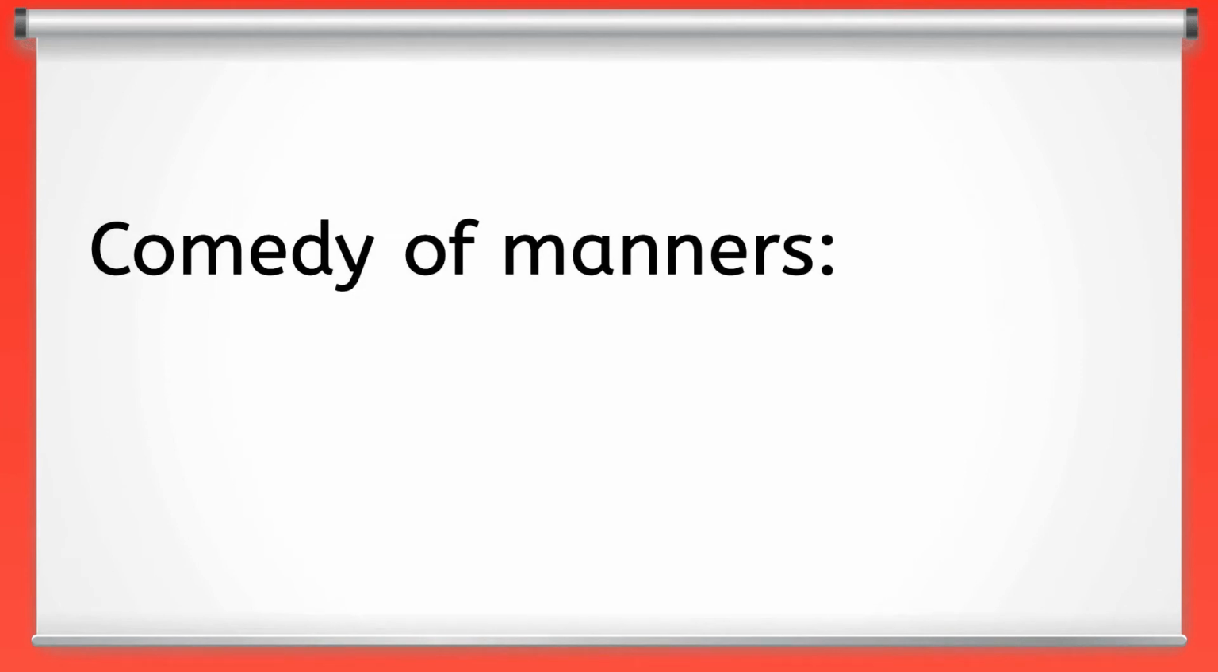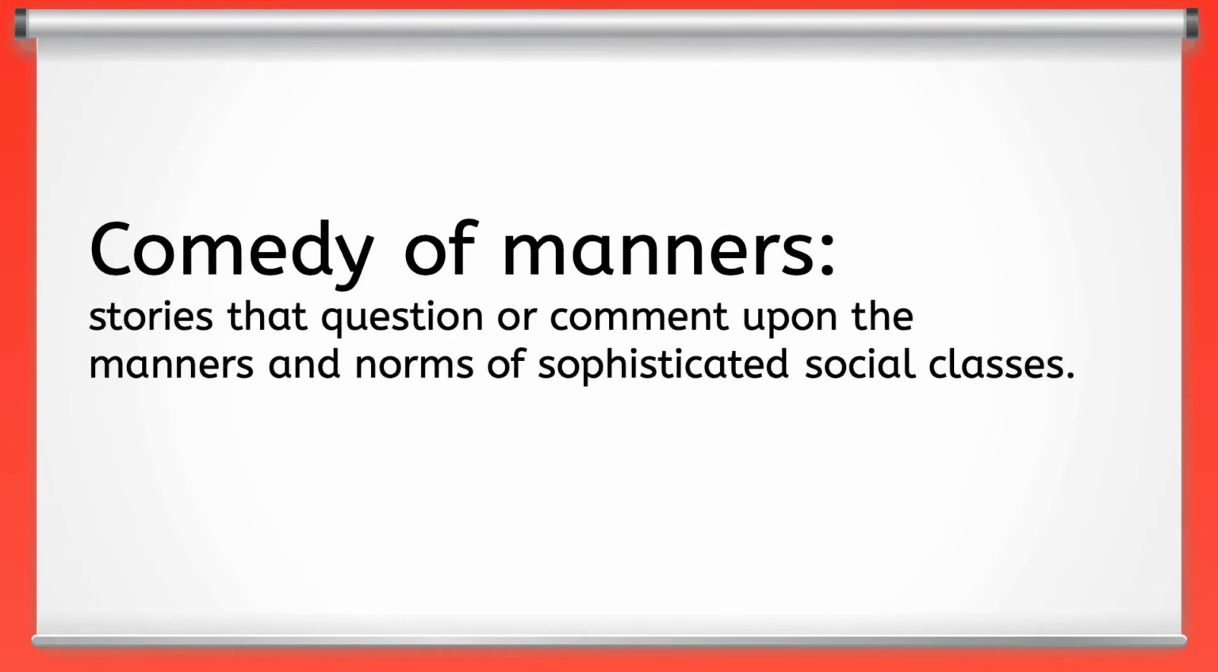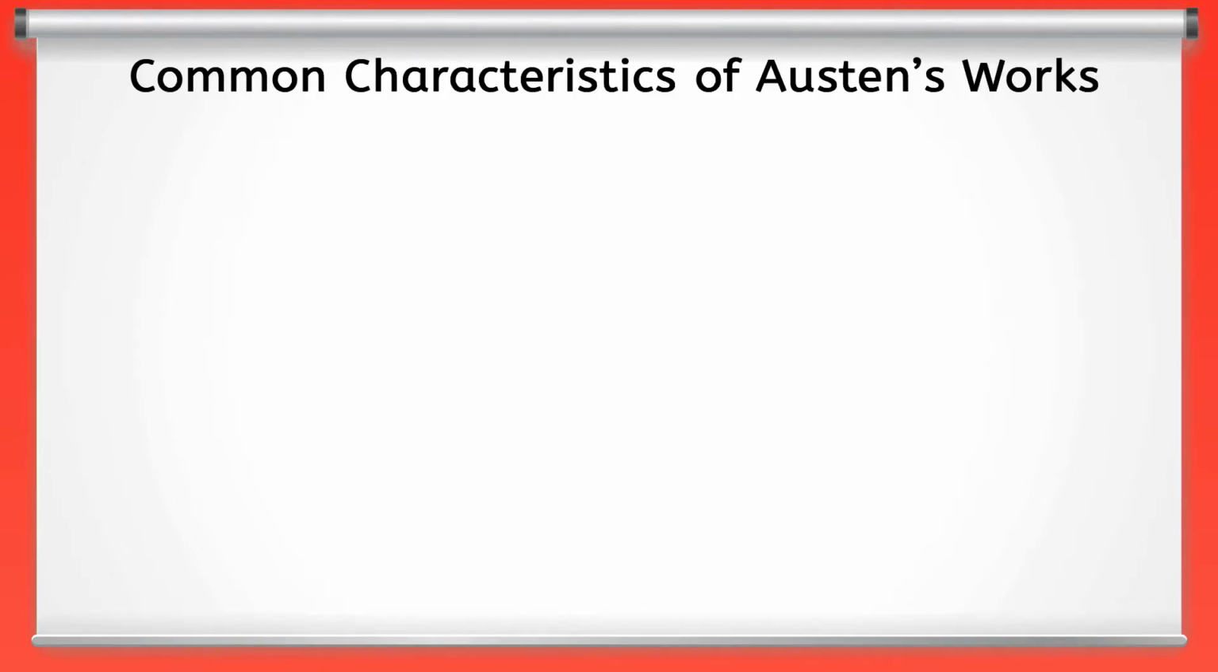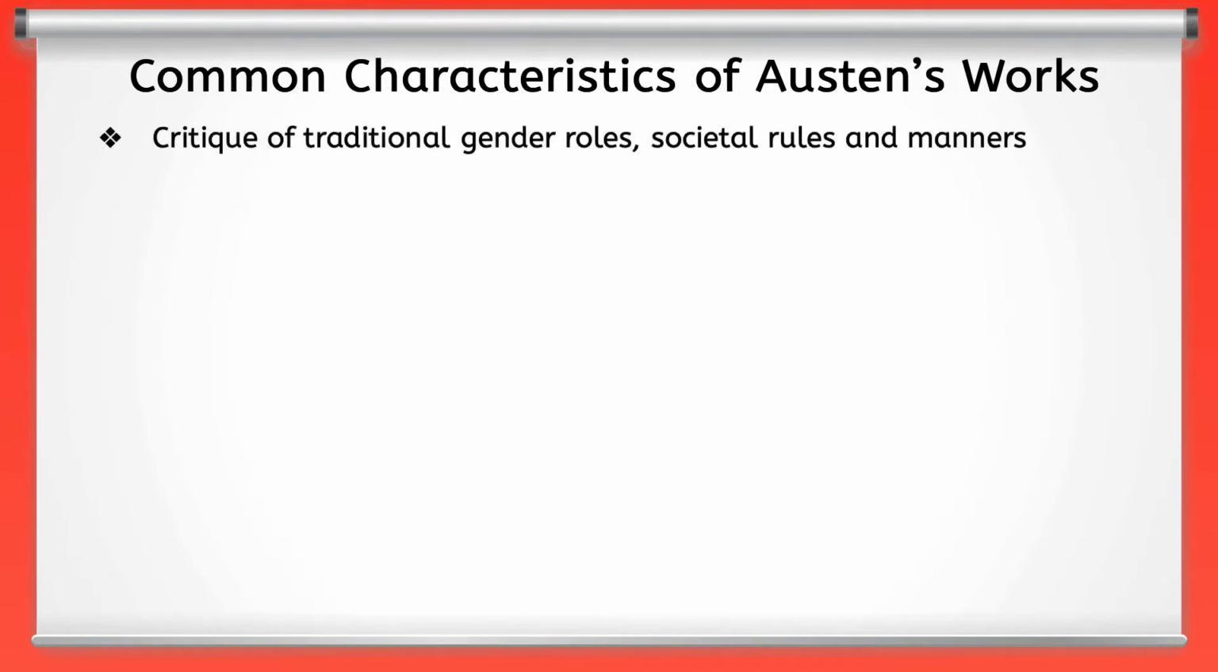Austen's works can be classified as taking the form of a comedy of manners. Stories in this form are known for questioning or commenting upon the manners or norms of high-class society at the time in which they were written. Austen's novels have certain common characteristics in terms of their plot, characters, setting, and conflicts. Her works famously critiqued traditional gender roles, social norms, and manners of her time period.